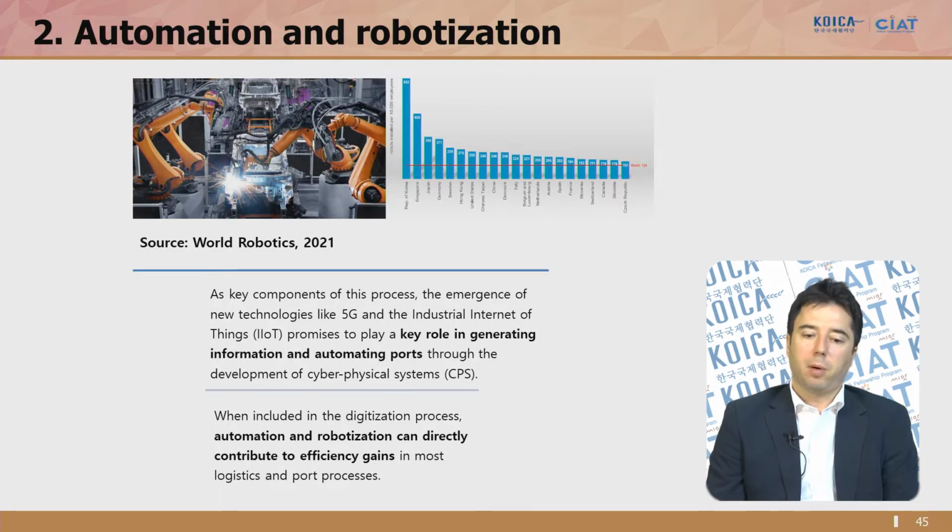As you can see, the Republic of Korea is by far the leading country in the use of robots in logistics systems, in particular warehouses as well as port systems. The port of Busan also has quite a few automated gantry cranes and automated terminal operations.